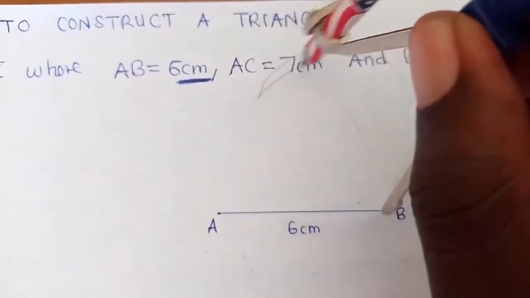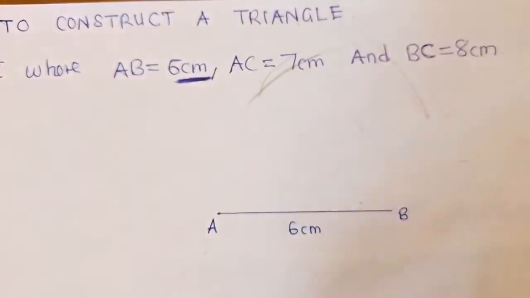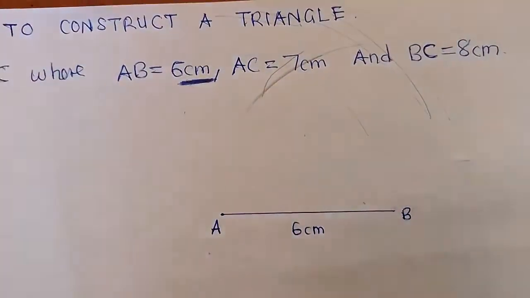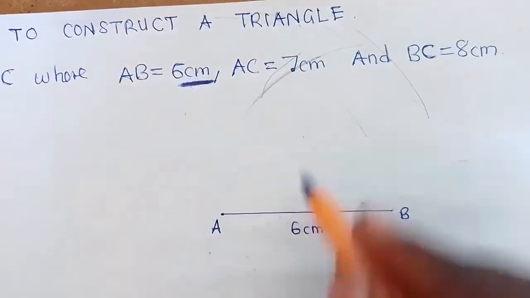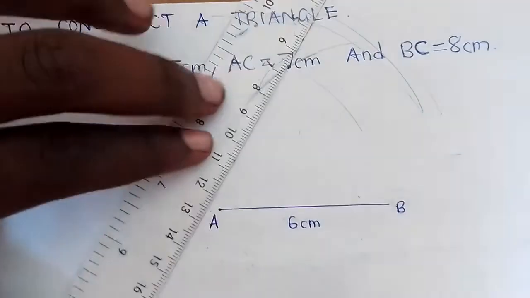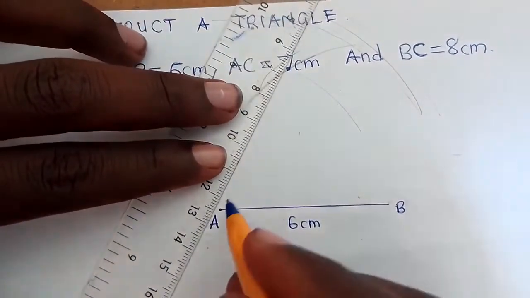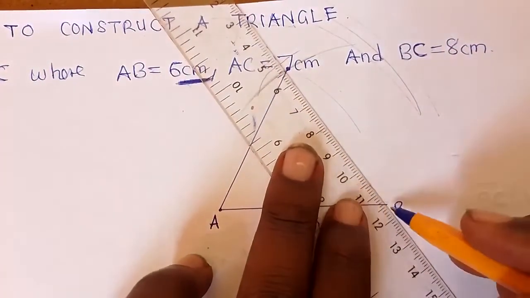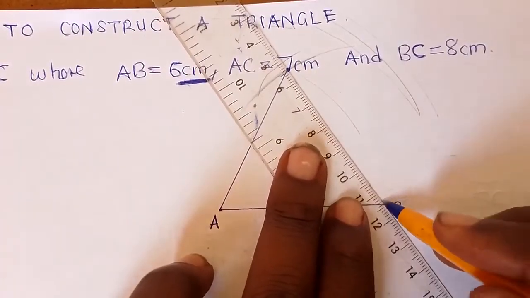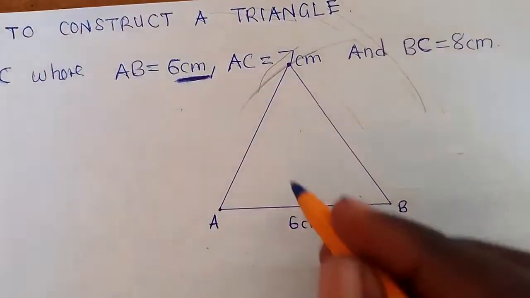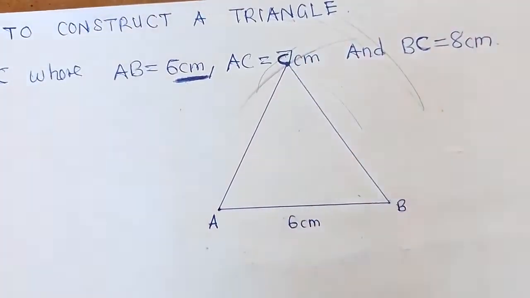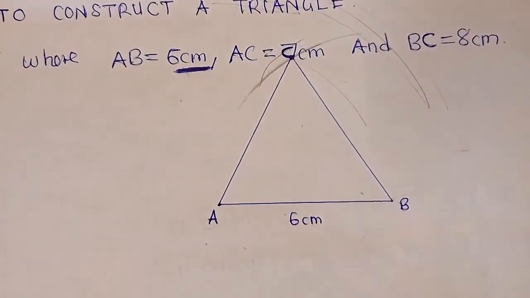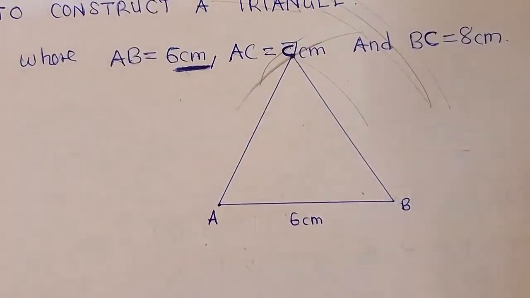Have you seen where these two are meeting? They are meeting there. So then you just join them like this. That's where C is. You also do that. This is where point C is. So this is how we construct a triangle.